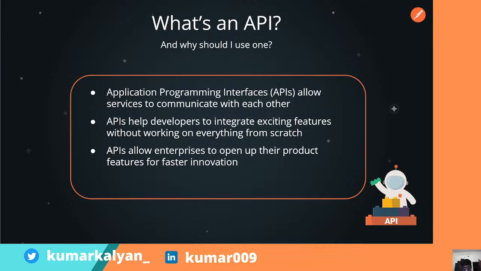Next, APIs allow enterprises to open up their product features for faster innovation. As simple as it is, if you are building a Zomato clone, an Uber clone, or your own map application or travel advisor, and you need a map application, you don't need to build it from scratch. You can simply grab the Google Maps API, and it's free. You can send a request as per your need and define the query parameters, and all those wonderful things we're going to learn about in the upcoming session.